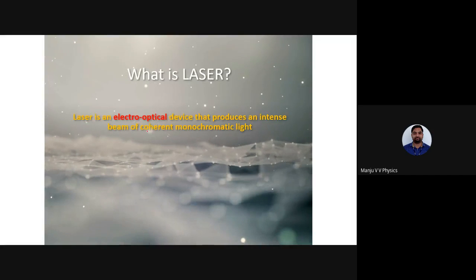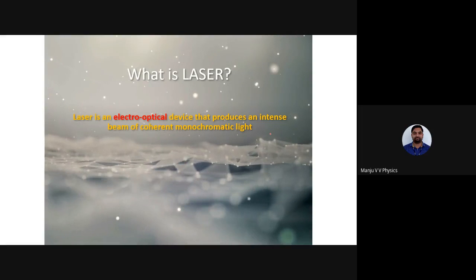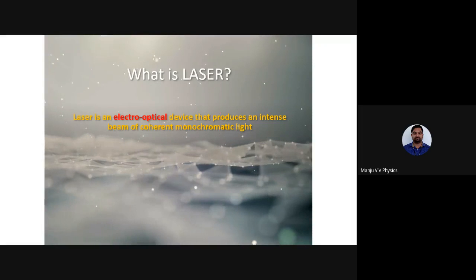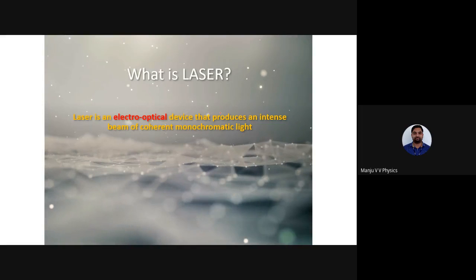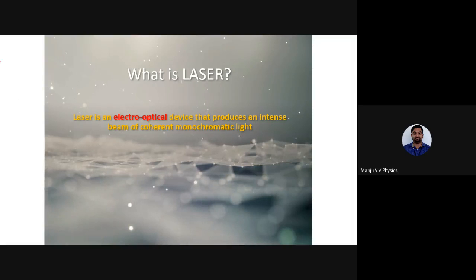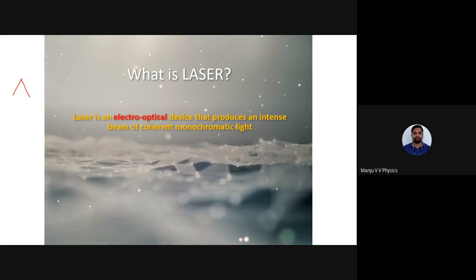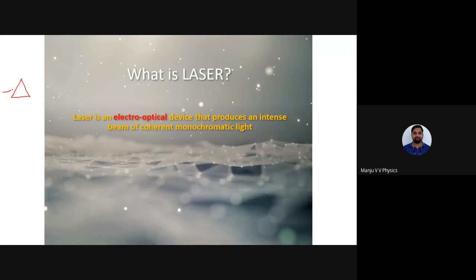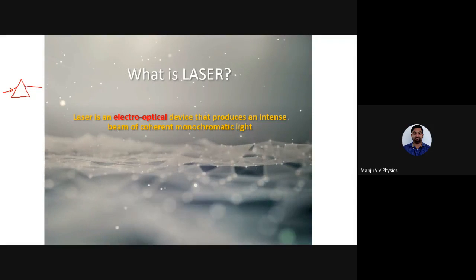What is laser? Laser is an electro-optical device that produces an intense beam, that is a monochromatic coherent beam of radiation. This laser emits monochromatic light. Monochromatic is nothing but made up of a single color, made up of one color. Okay, there will be no more than one color. Let me ask you one more question. Suppose, imagine you have a prism.